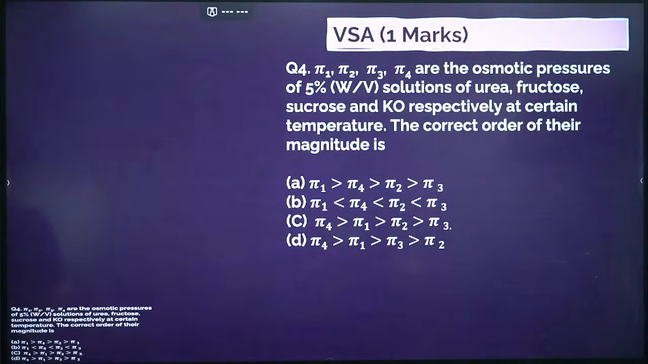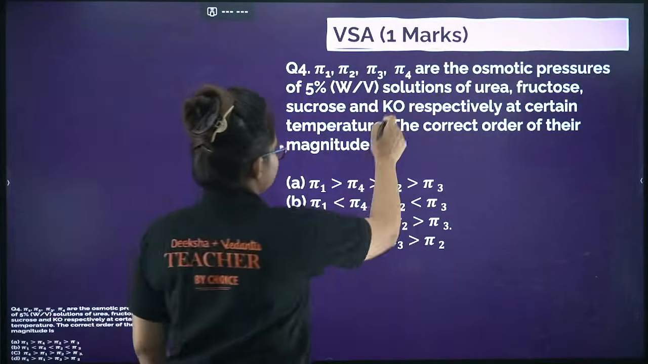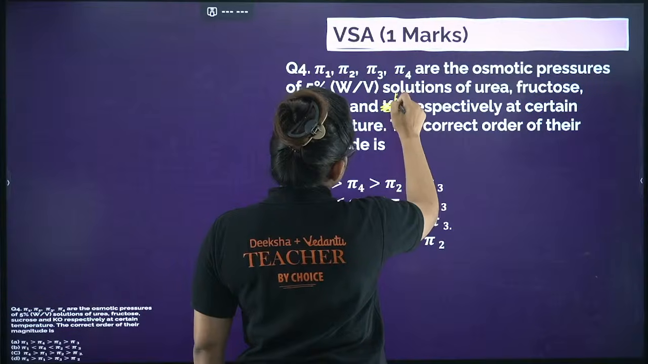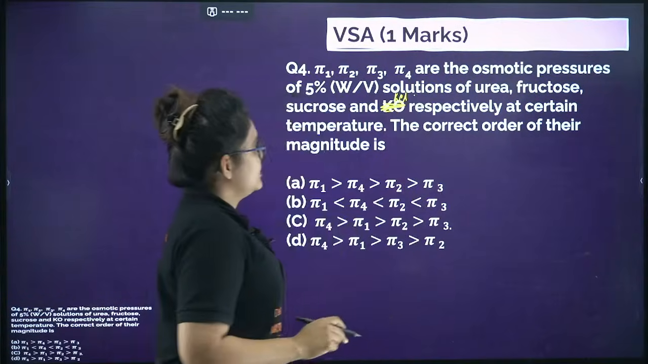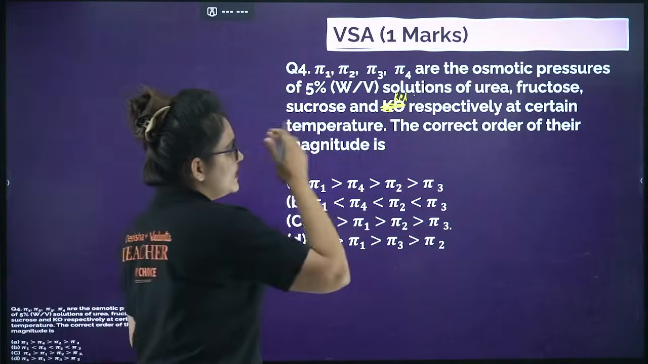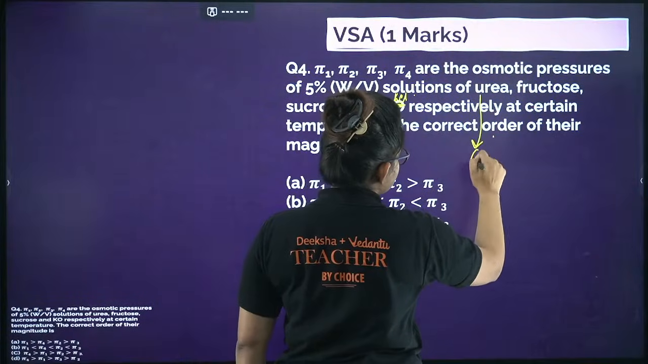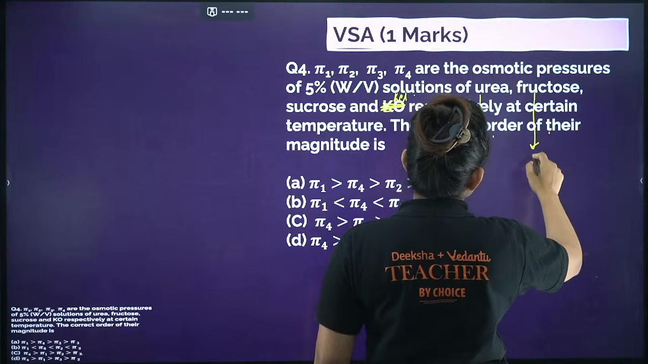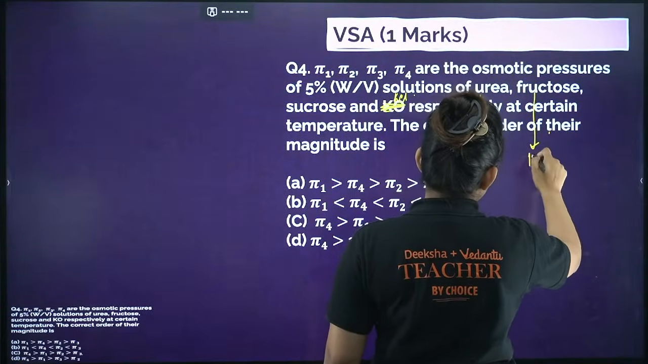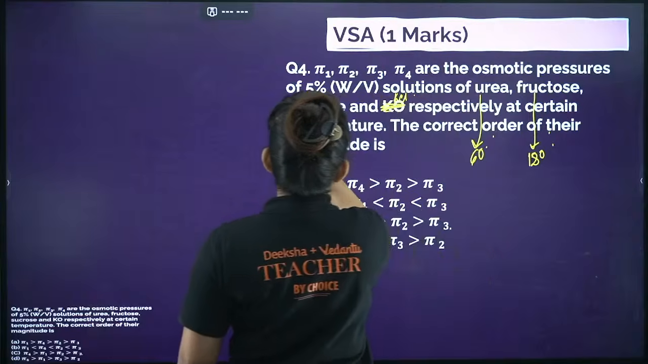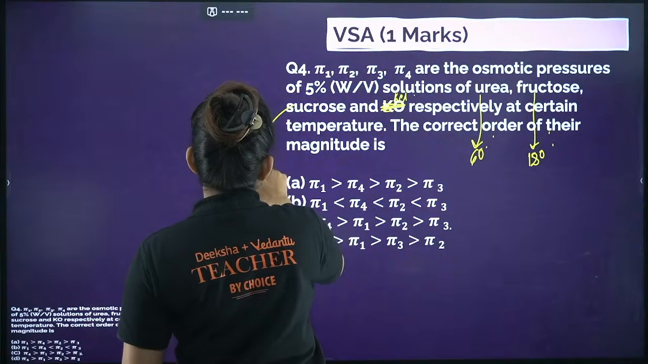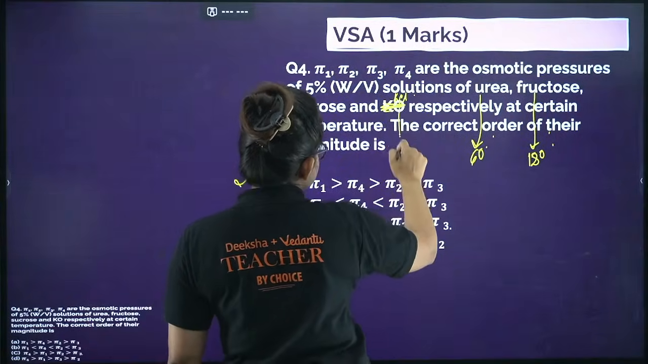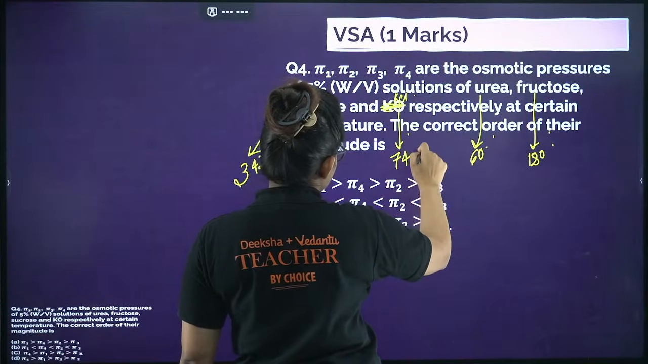Here comes a small mistake actually. This particular thing should be KCl, it's not KO, it's KCl. Let's go. Urea is 60. Fructose is the same as glucose, 180. Sucrose is 342. And KCl is 74.5.